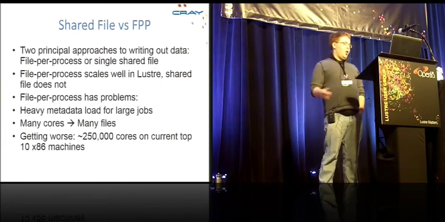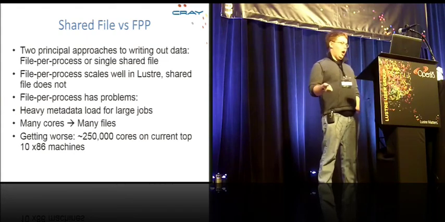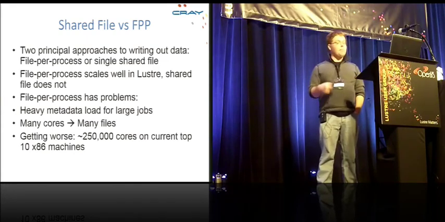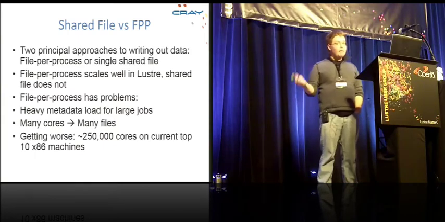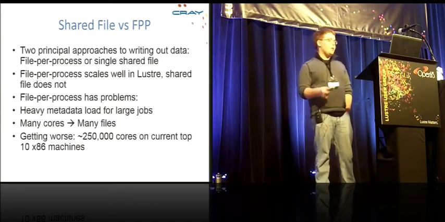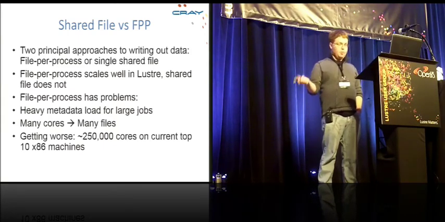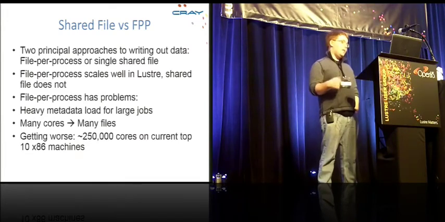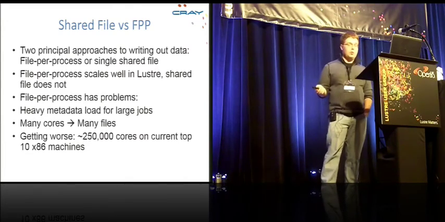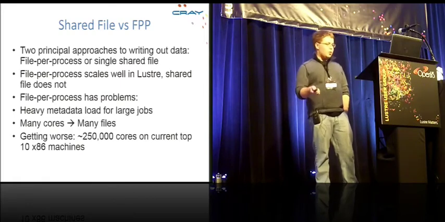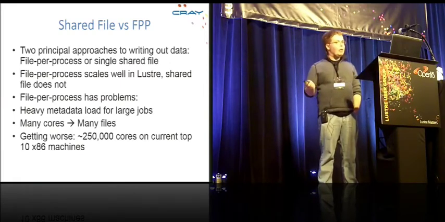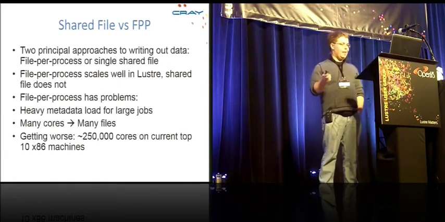The fundamental issues with it are a heavy metadata load for large jobs. If you've got 1 million cores, that's 1 million processes. That's 1 million files. That's a lot of metadata load, both during the job, so for job startup, and then after the job, because eventually you probably want to collate the data into a single file and chew on it. So ideally, it would be better if you could do all of your work in a single file. That'd be nice.